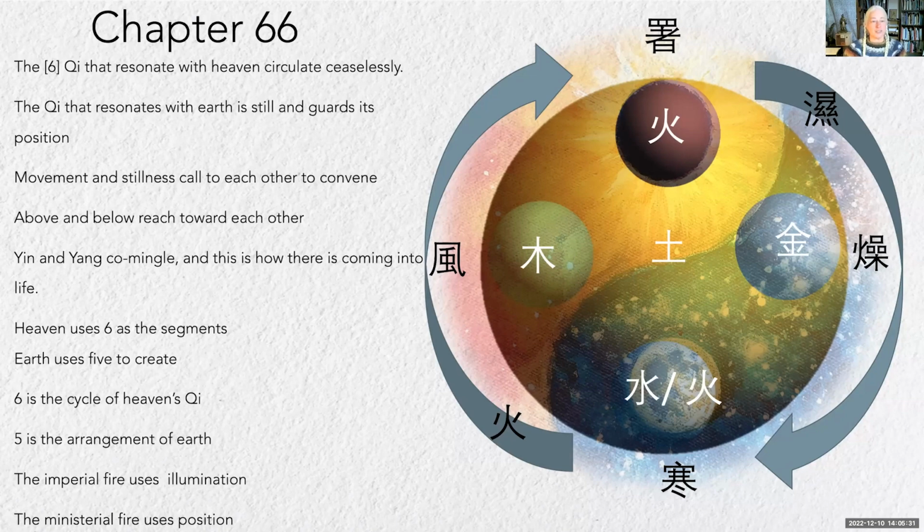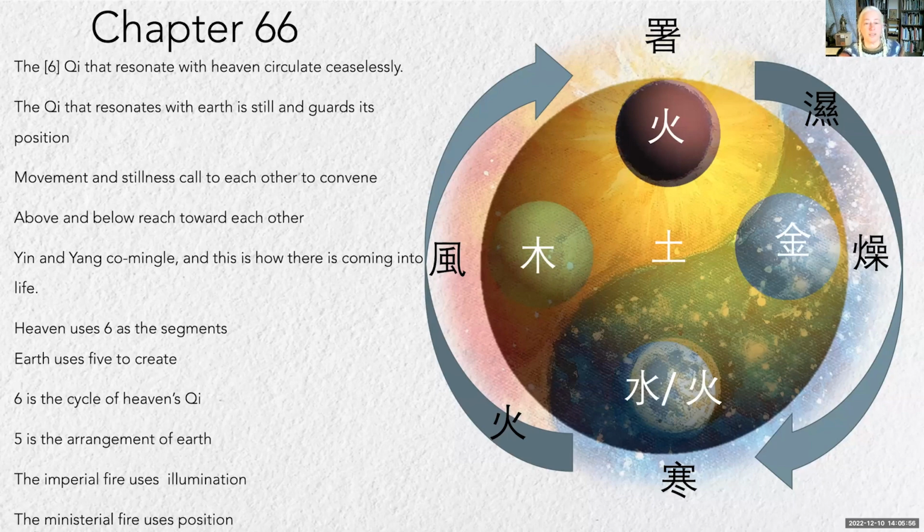So these things that are staying in place are reaching towards each other and connecting and convening. So yin yang commingle, and this is how there's coming into life. Heaven uses six as the segments, and earth uses five to create. Six is the cycle of heaven's chi, five is the arrangement of earth.